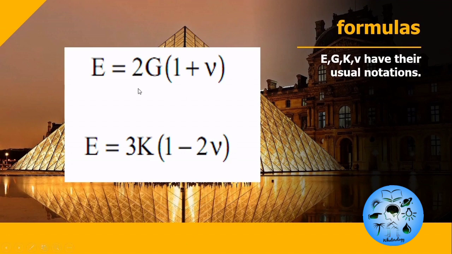Now we have these two basic formulas. E is equal to 2G into 1 plus nu. The second formula is E is equal to 3K into 1 minus 2 nu. Now we often tend to forget these formulas, so I will tell you a trick by which you will remember these formulas easily. Take these three terms, E, G and K.